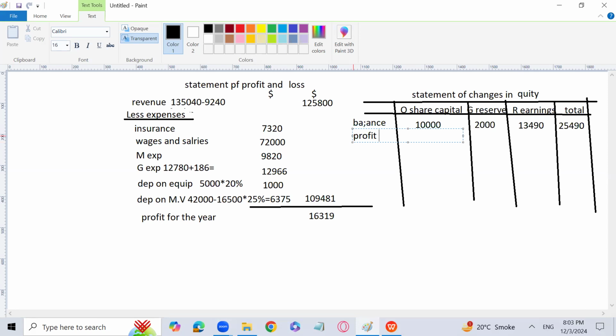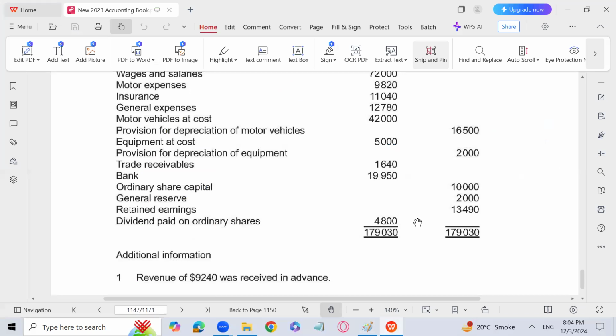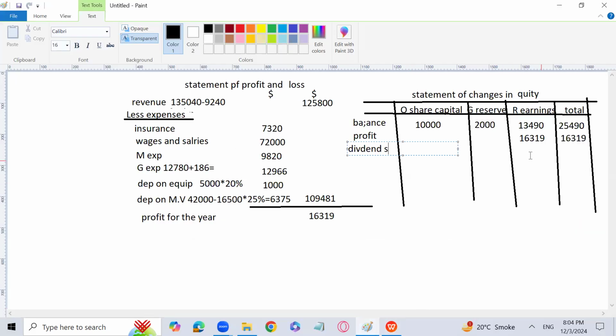Now I will add the profit, and you know that the profit is added in retained earnings, because retained earnings is the profit from previous years. Profit for the current year is 16,319. I will write it in the retained earnings column, and also in the total column. Then we are supposed to pay the dividends, and dividends are subtracted from retained earnings. Dividend paid on ordinary shares is 4,800. Sometimes the amount of dividend is not given in the question, and we have to calculate it. Per share dividend is given, and we multiply it with the number of shares to find the amount of dividend. That is also a possibility, but in this question that has not been given.